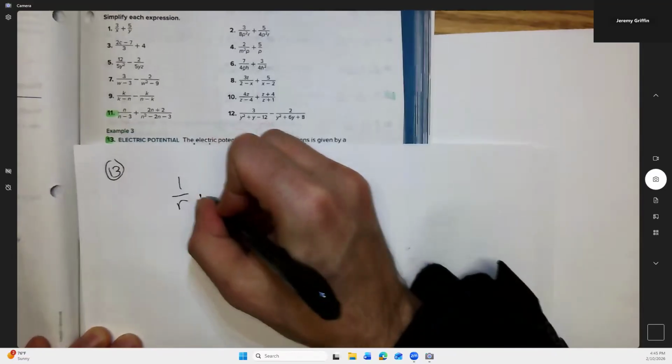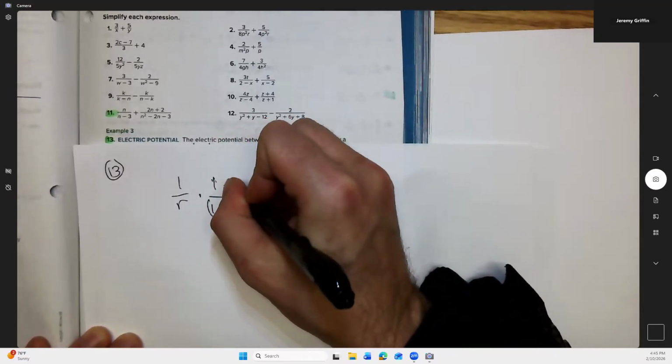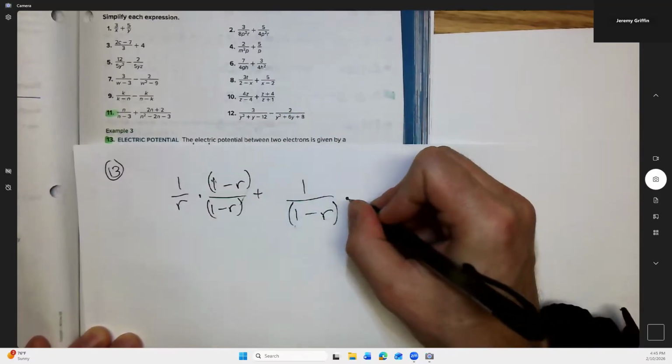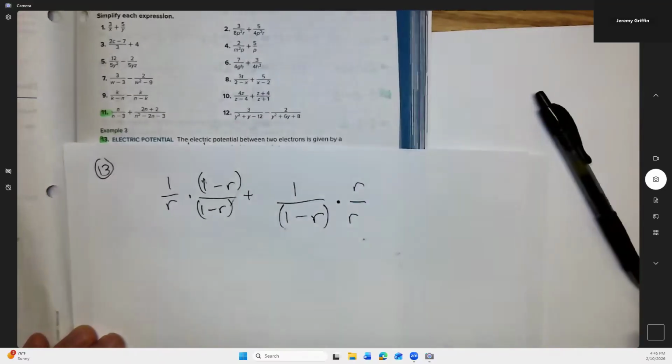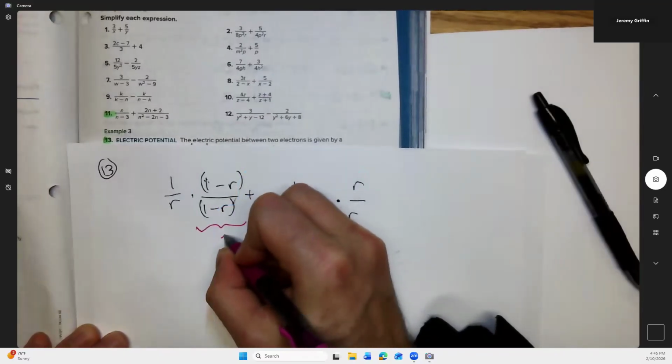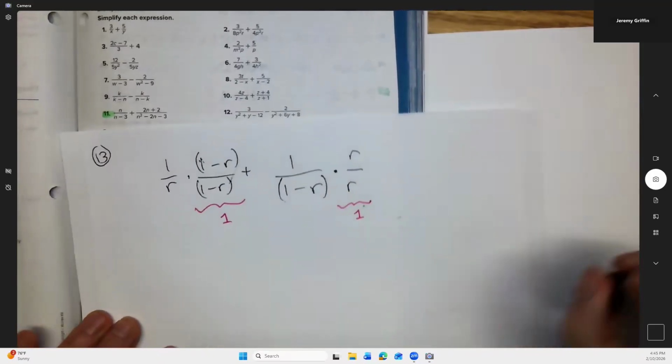Well, this left side needs 1 minus r down here, so I'll also write that on top, 1 minus r. And this right fraction needs just the plain r, so I'll multiply by r over r. Do you guys see what I just did? This is equal to 1. This is equal to 1. Right, so good so far.